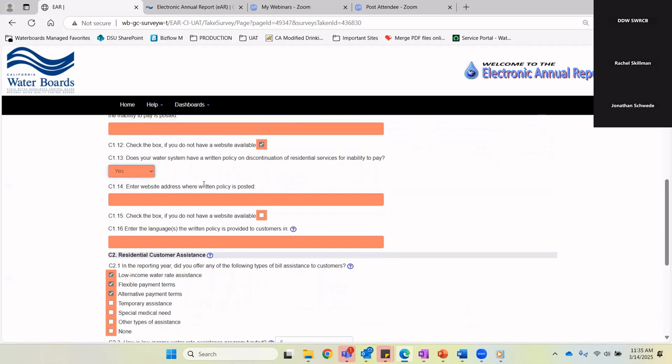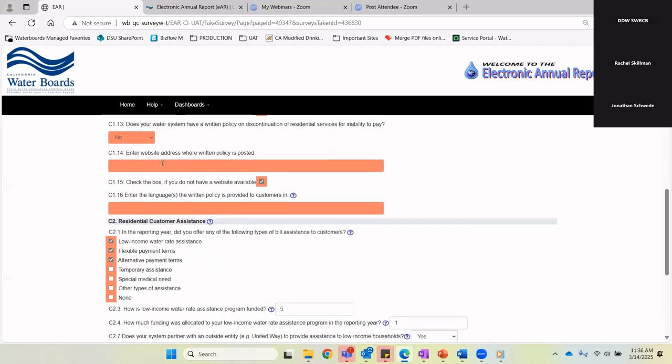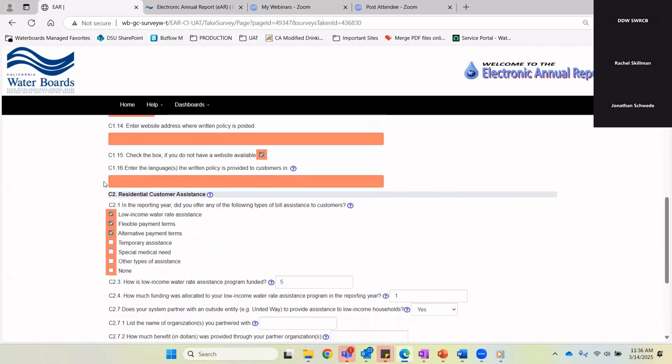And if you click yes, if you have it posted on a website, if you could enter that website here. And then if you do not have it posted on a website, you would click on here, and then you shouldn't have to enter anything here. And then obviously if you don't have a written policy, then you wouldn't have anything posted here, and then you should not have to enter anything into these fields. But I would still advise, just in case, to check the box if you do not have a website, even though you did click no, and it would be known that you don't have a written policy that's posted publicly on a website.